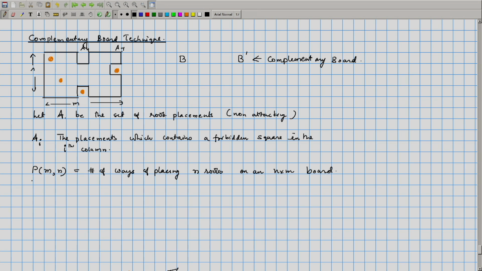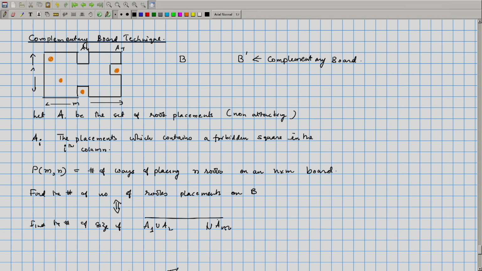Now we need to basically find the number of rook placements on B, and that is basically the same as finding the size of the complement of A1 union A2 union up to A_m.